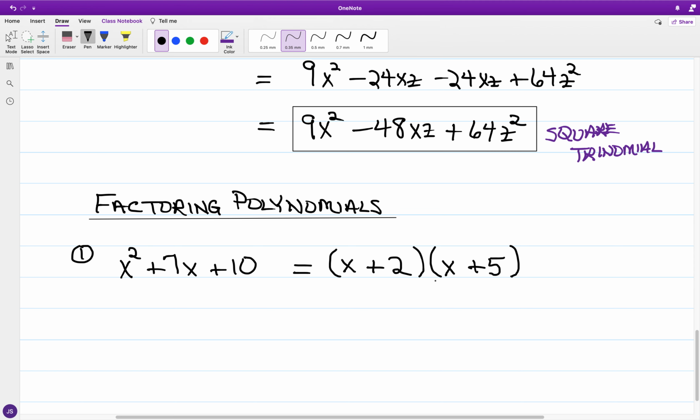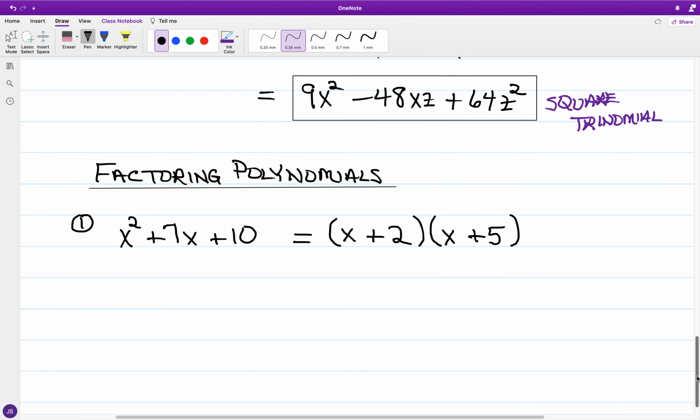And it doesn't matter what order you place the numbers. You can have x plus 5 at the front, followed by x plus 2, regardless. The factors that will go into x squared plus 7x plus 10 will be x plus 2 and x plus 5.